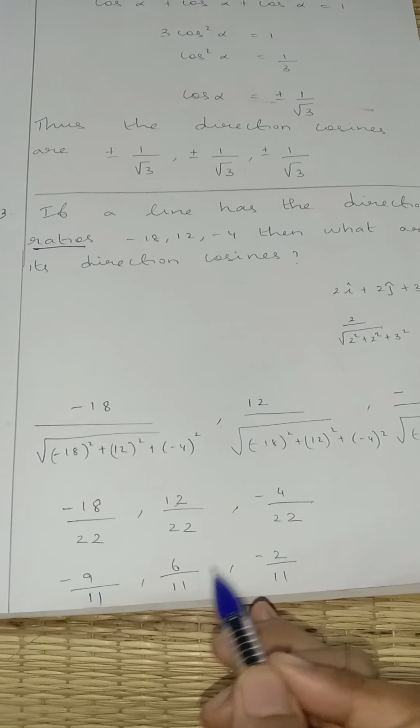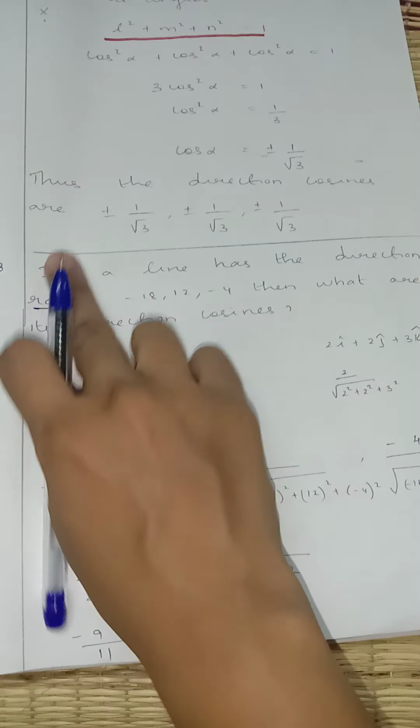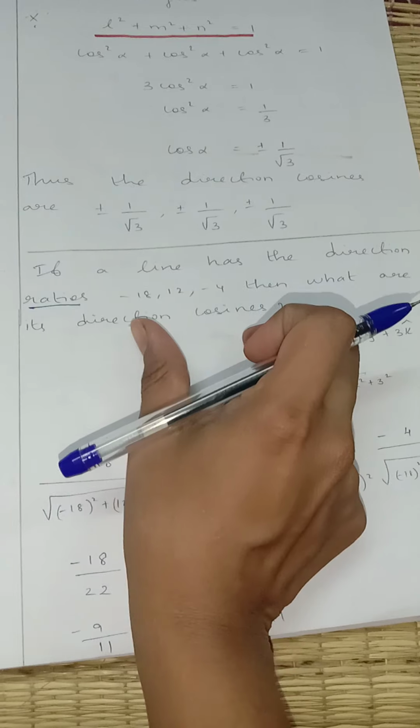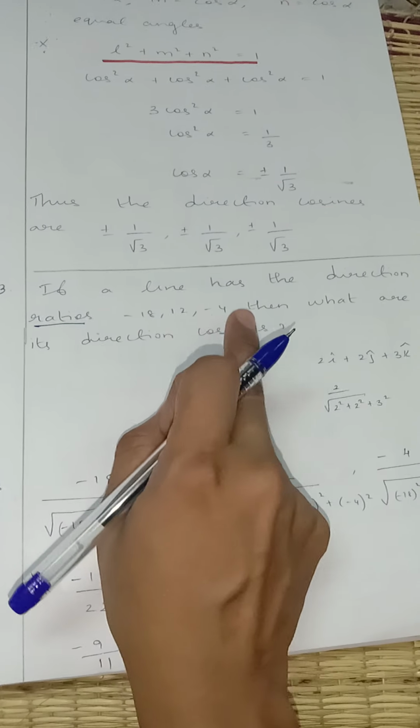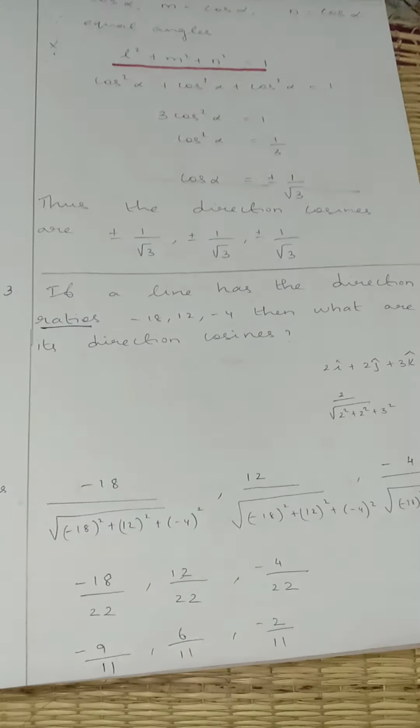So 9 by 11, 6 by 11 and minus 2 by 11. It's clear, students? If a line has the direction ratios, then what are the direction cosines? The ratios means only the points. Okay, cosines means including the values, the magnitude values.